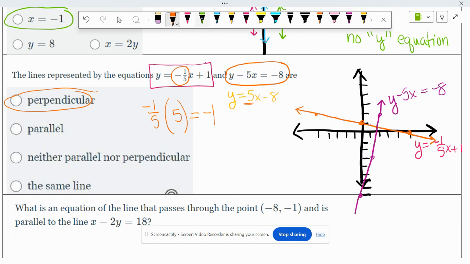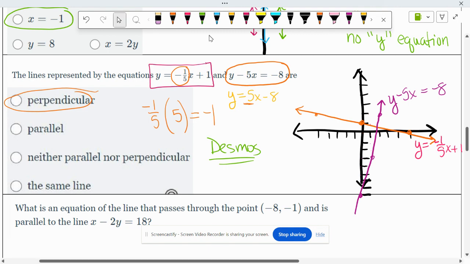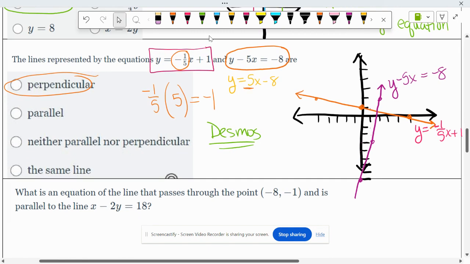But remember, you have access to Desmos. Anytime you're asked to compare linear equations, graph it. Don't rely on your algebra brain without using your visual brain, right? Because I think that we use both. So don't just think that you have to solve all these algebraically. You don't. Raise your hand if you need more time with that.